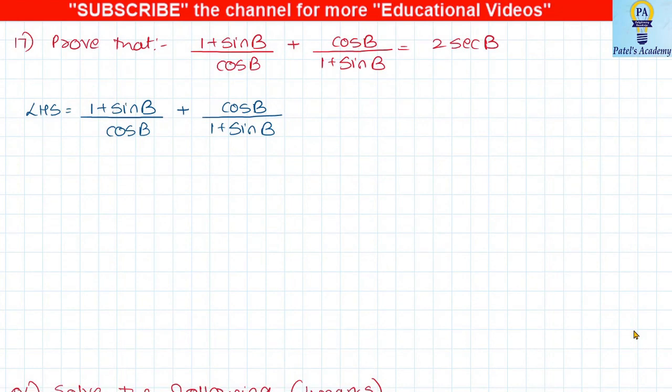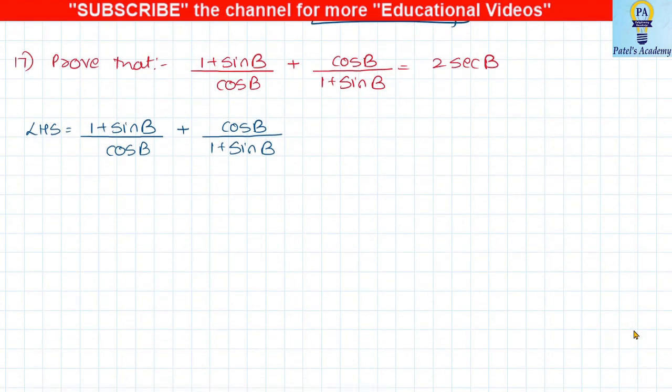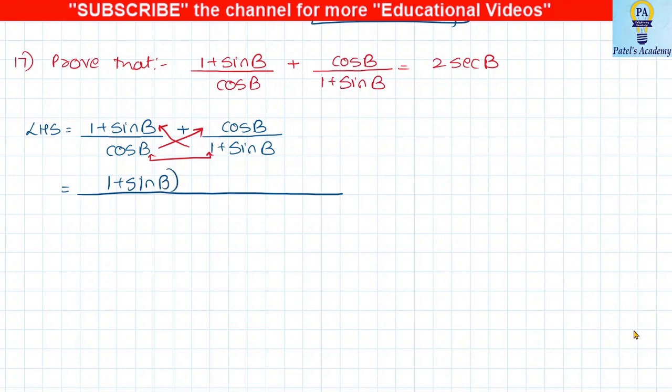Okay, so here I have started with LHS. So if you see, we have two fractions. So we are going to cross multiply. Okay, so what will happen? 1 plus sine will multiply, cos and cos will multiply, and cos and 1 plus sine will multiply in the denominator. So what I'll get is (1 plus sine b) bracket square plus cos square b, and in the denominator I will get cos b bracket 1 plus sine b.